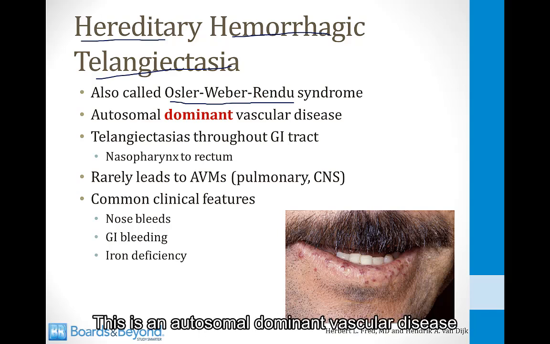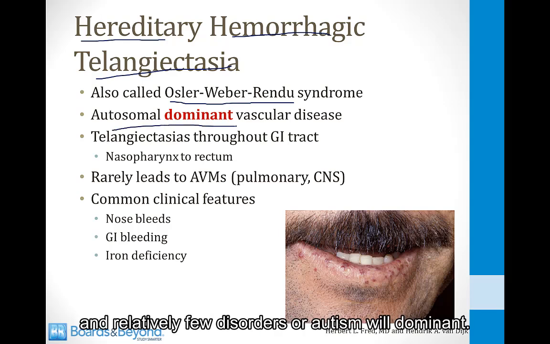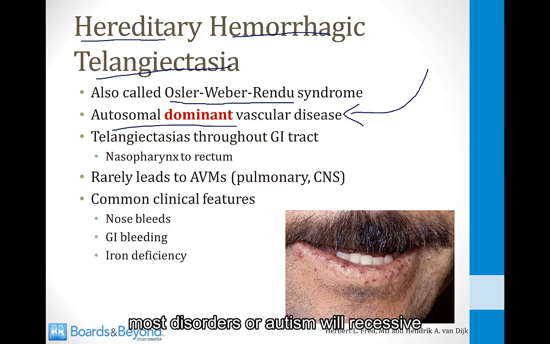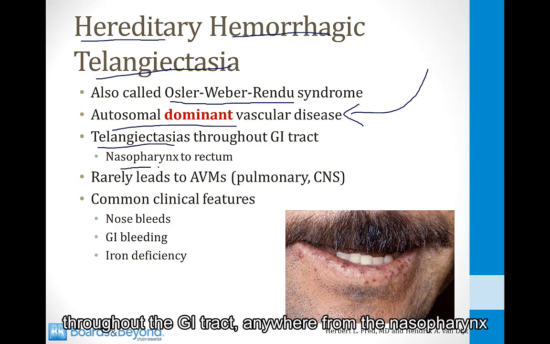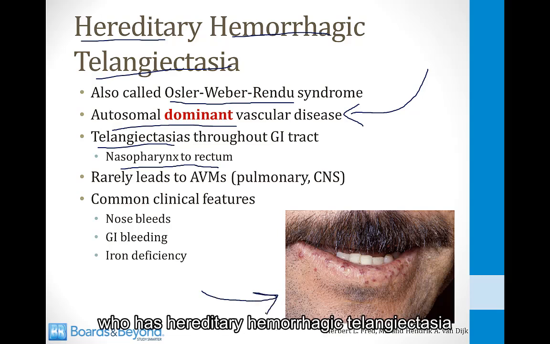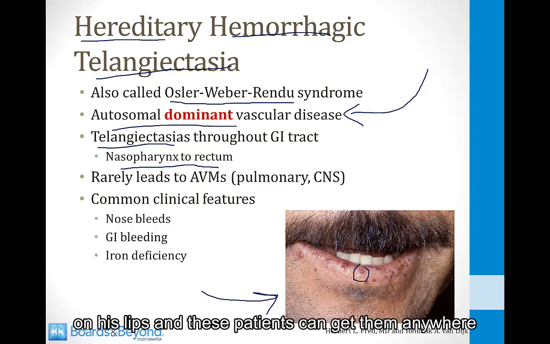This is an autosomal dominant vascular disease, and relatively few disorders are autosomal dominant, so whenever you see one, you should take note. Most disorders are autosomal recessive. And these patients develop telangiectasias throughout the GI tract, anywhere from the nasopharynx to the rectum. And as I said before, telangiectasias are small dilated capillary beds, but they're very similar to the angiodysplasia we saw in the last slide. And this is a picture of a man who has hereditary hemorrhagic telangiectasia, and you can see that he has telangiectasias on his lips.